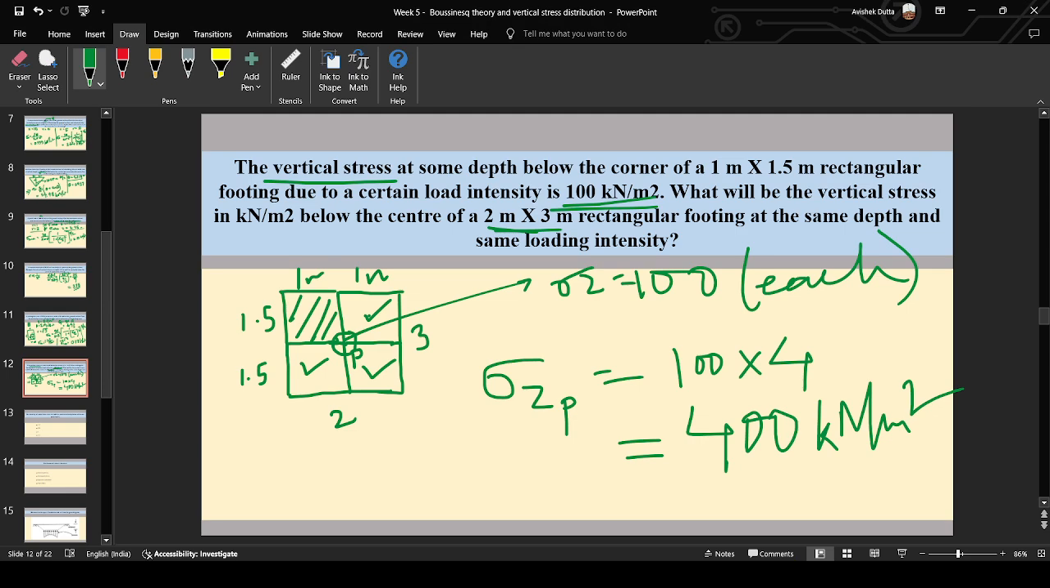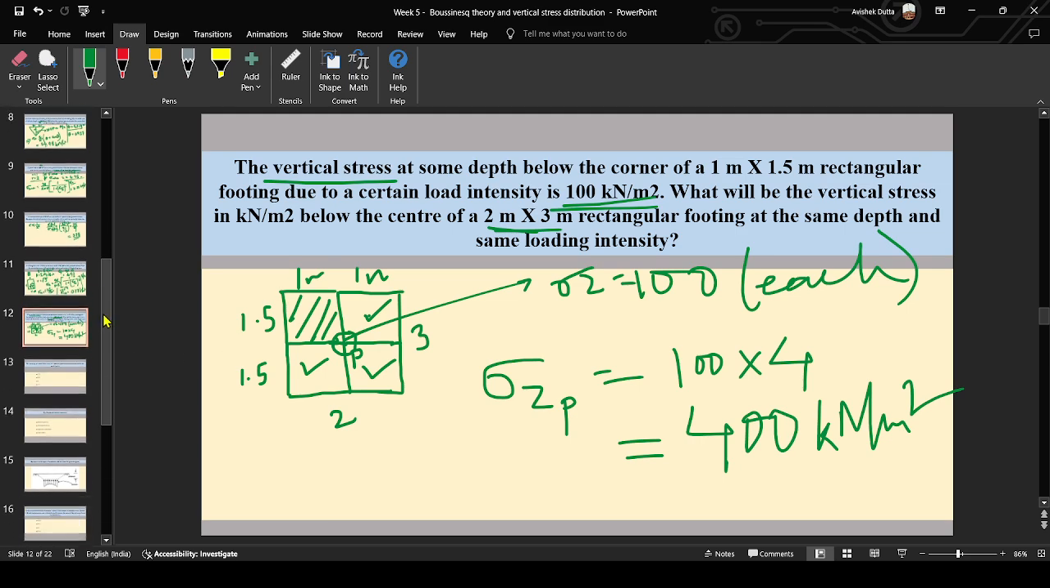I'll just repeat once. Each individual rectangular block of 1 meter by 1.5 meter is exerting a vertical stress of 100 kilonewton per meter square at the corner. So all the 4 blocks are exerting the same pressure at the corner, which means that exact intensity of pressure will be multiplied by 4 to find out the intensity of vertical stress at the center of the larger rectangular footing, 2 meter by 3 meter. Okay. I hope it was clear.